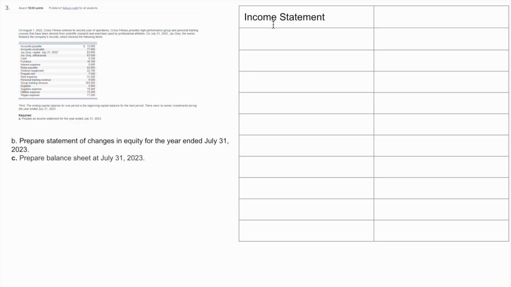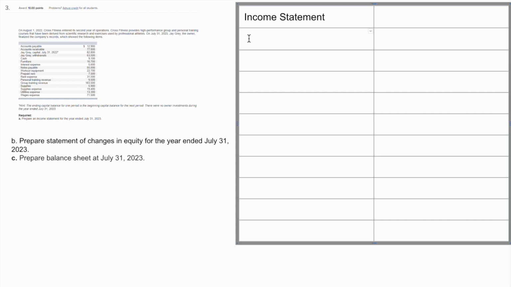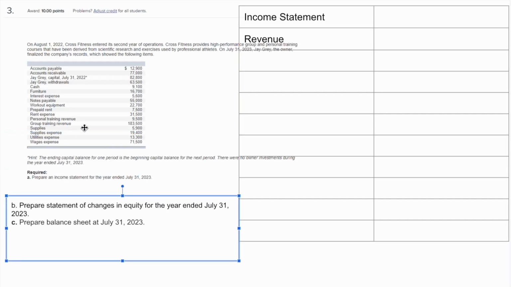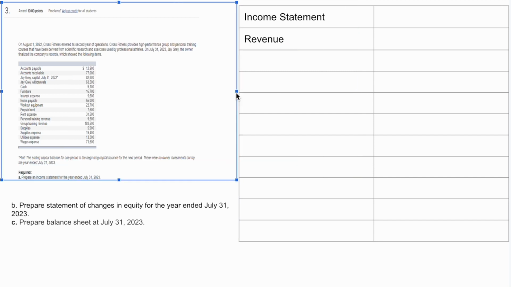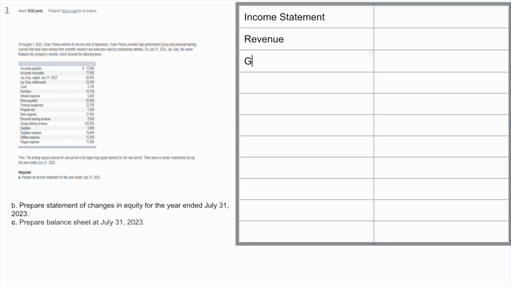What I have done is I've just put together a little table here. And what I want to do is to find all of the revenue accounts first of all. So looking through the list here, I see we've got group training revenue. We've got personal training revenue. Those would constitute the two revenue accounts, okay? So let's put them in here. Group revenue and personal revenue.